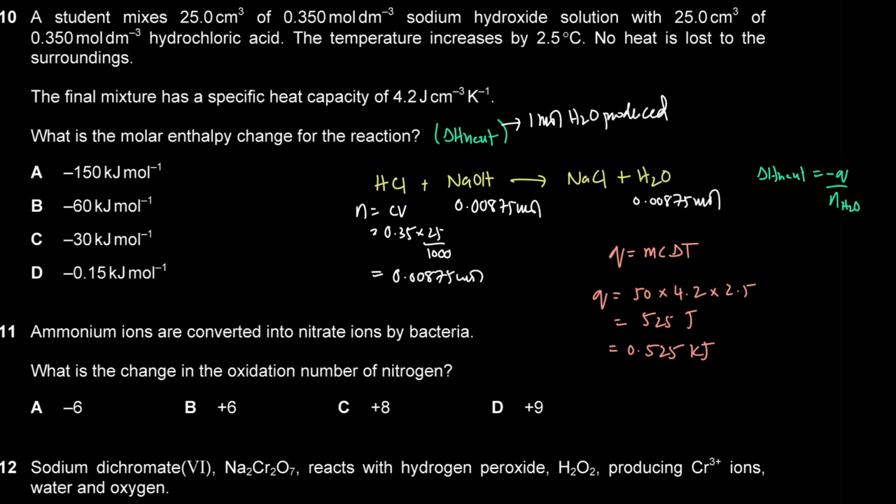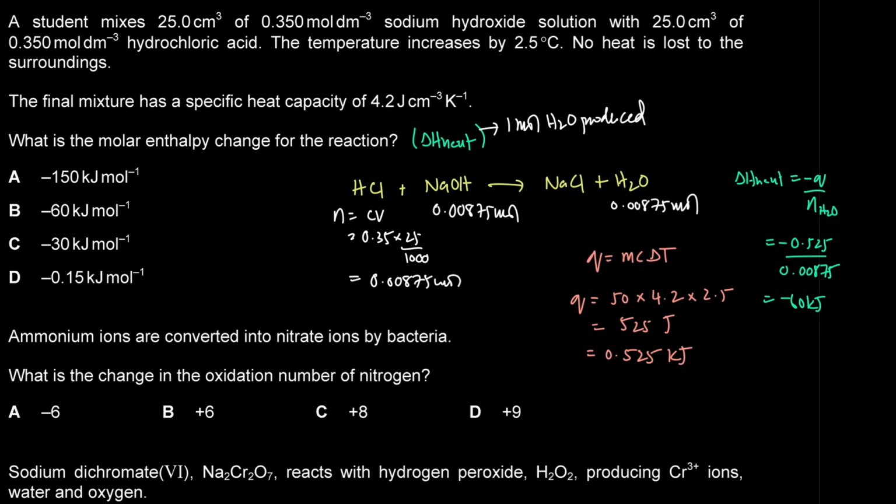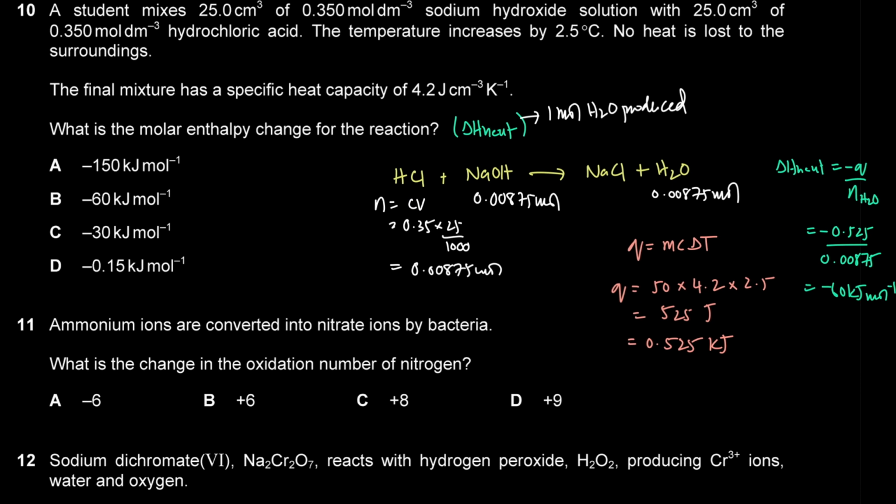So we get negative 0.525 divided by 0.00875, and that gives us the answer as negative 60 kilojoules per mole. Okay, so that's the answer. The answer over here is B.